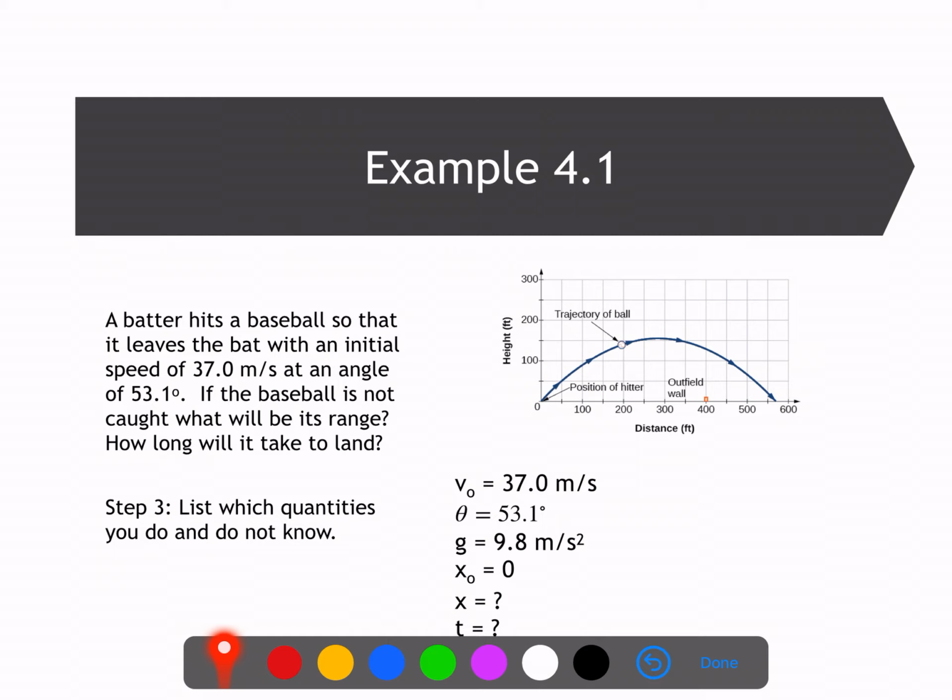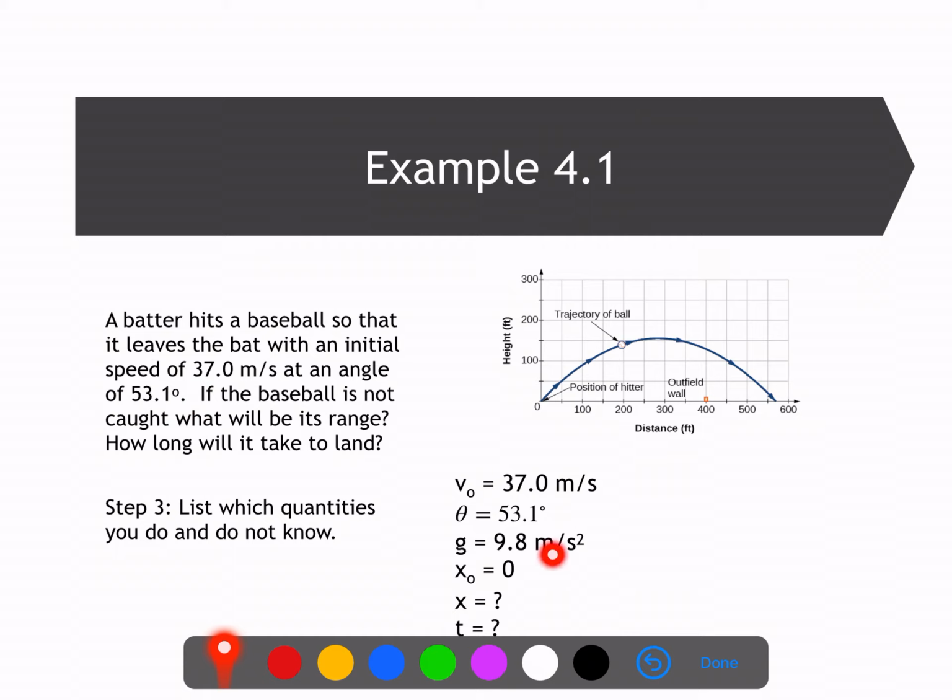So what is it that we know? Well, we know the initial speed. Notice that this says speed. It doesn't tell you the x component or the y component by itself. It just tells you the overall velocity. But we also have an angle, and that's sufficient for us to resolve the velocity vector into its components.